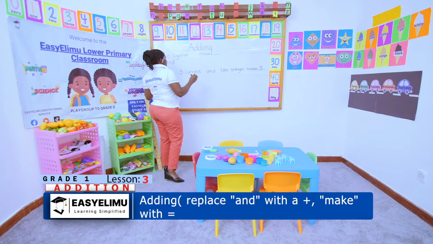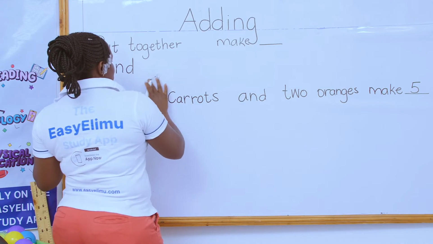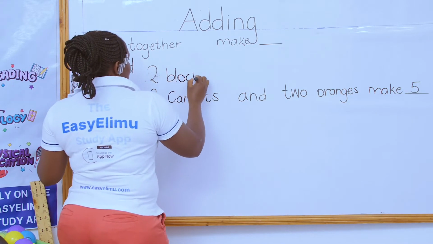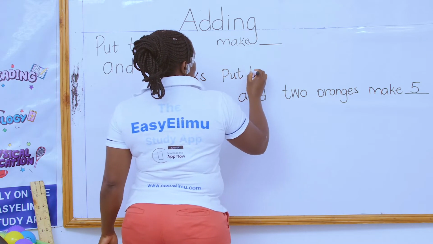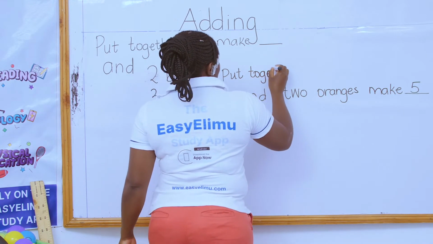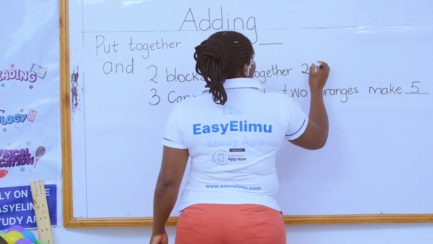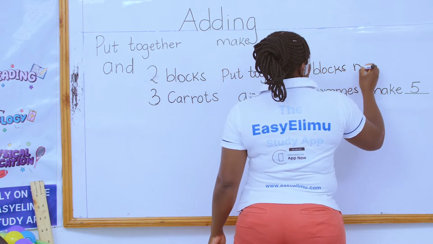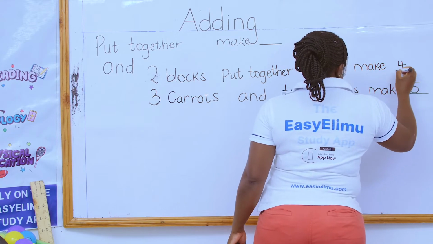We talked about John having 2 blocks. They were 2 blocks each. John had 2 play blocks and we put together with Janet's play blocks. How many were they? 2 blocks again. And they make how many? 4.